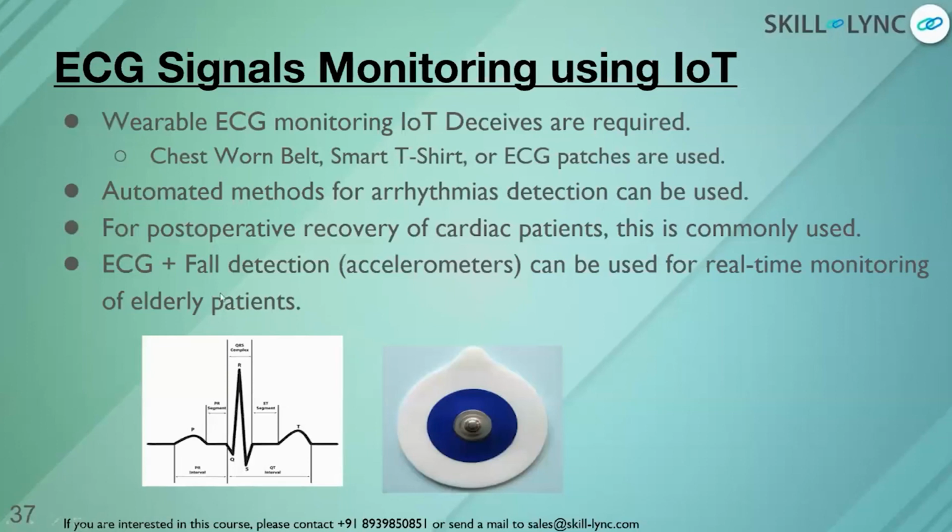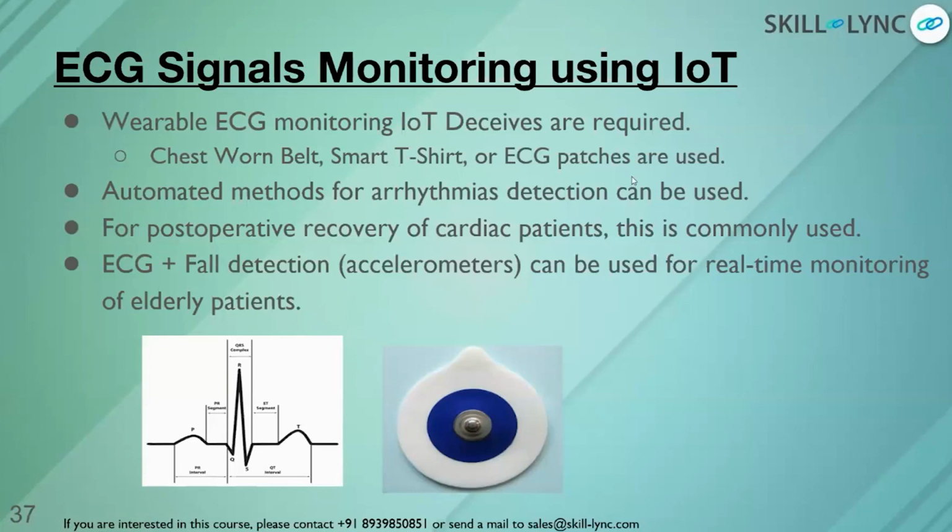In order to monitor, you can use wearable ECG devices, where it is chest worn, body worn, or a smart t-shirt, or ECG patches. Like the glucose patches, ECG patches can be there. You can wear a jacket which will monitor ECG, or it would be a chest one, only for your chest, some belt will be there. Inside the belt, the sensors will be there.